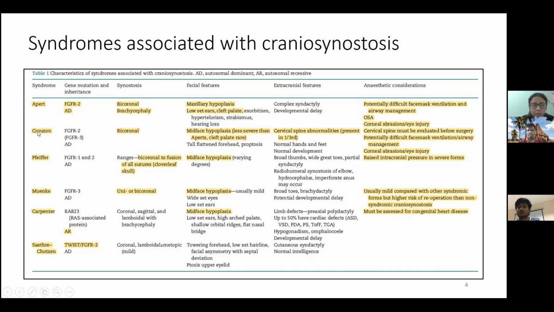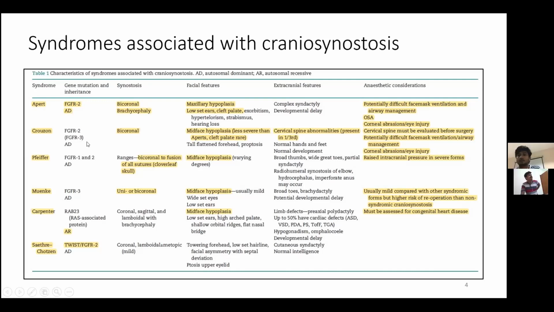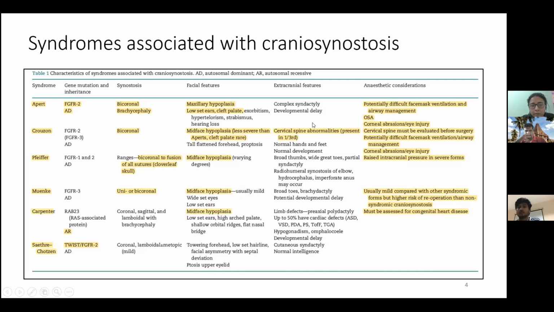Crouzon syndrome is also similar to Apert syndrome. It's because of mutations in FGFR2 or FGFR3. The commonest synostosis in this case is also bicoronal. But what we need to remember in Crouzon syndrome, in addition to what is there in Apert, is cervical spine abnormalities, which are present in 1/3 of cases. So this is an added dimension when it comes to airway management. Therefore, thorough evaluation of the cervical spine before surgery is warranted in these cases.